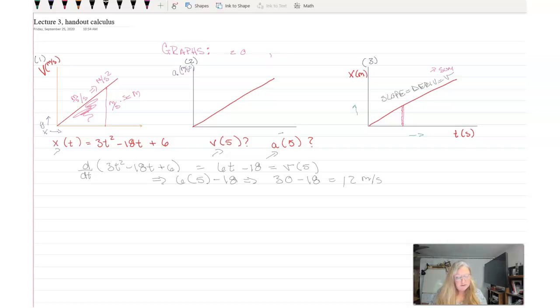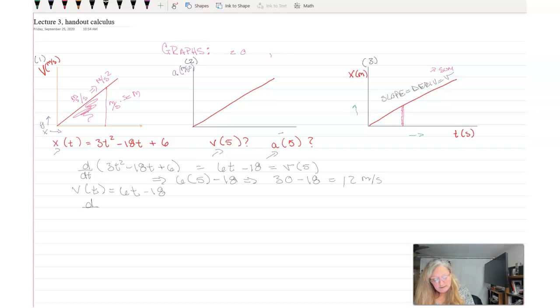Now acceleration. Well, let's see. I have the velocity from here. I can't do anything else with that graph, so just taking the integral of that is not going to get me what I want. What do I have now, though? I have a v of t now equals 6t minus 18. So if I want acceleration, I just take the derivative again.